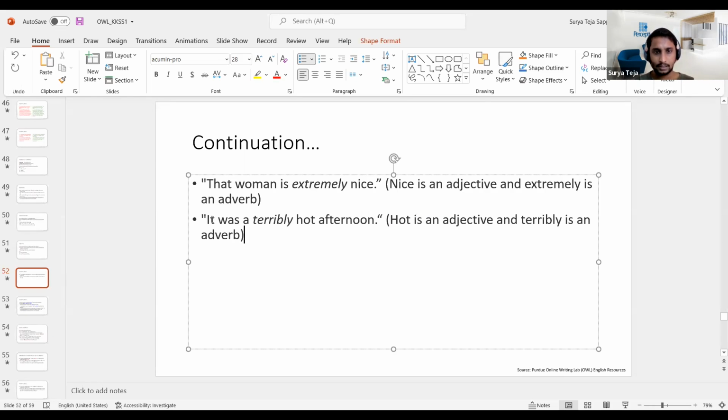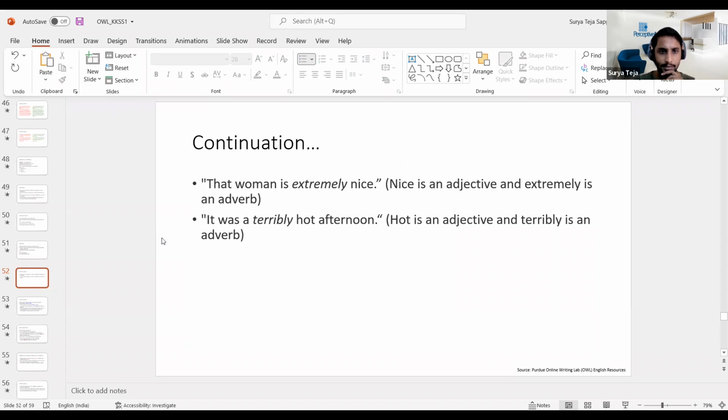And if we move on to the second sentence, it says it was a terribly hot afternoon. So hot here is an adjective. It is modifying the afternoon. But if you see terribly, it is helping us give even more details about the adjective. So we might have adjectives and adverbs in a single sentence. We might have two adverbs also in a single sentence, and as we discussed, their primary job is to modify verbs, adverbs, and adjectives. We'll see it in even more detail in the coming slides.